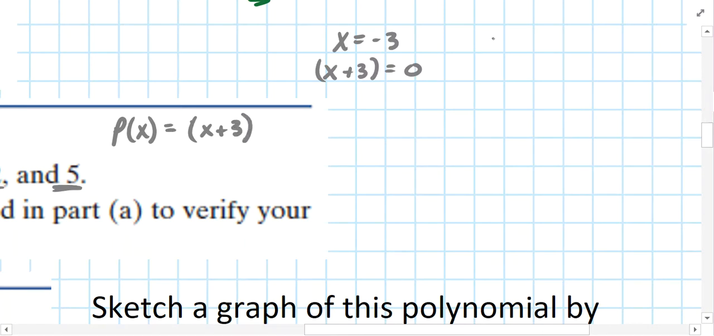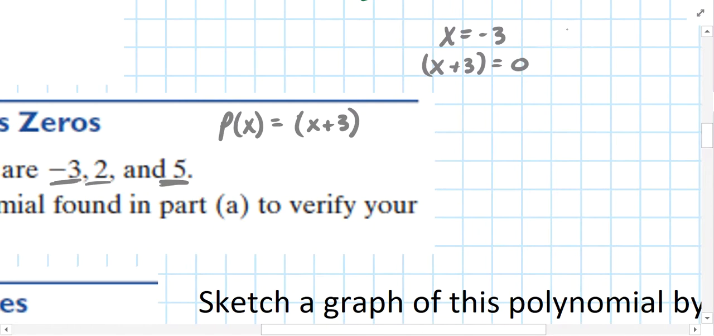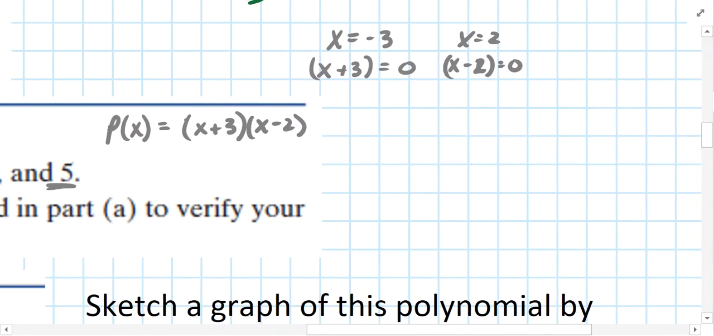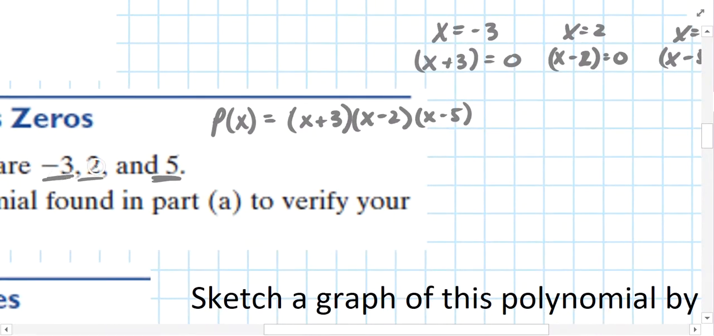There's another solution at +2, and when x is equal to 2, then the factor x minus 2 will equal 0, and it must be a component of our polynomial. And lastly, if there's a solution at 5, then the factor x minus 5 must be a component within the polynomial, and its factor would be equal to 0. So here's a polynomial that does have the zeros located at -3, 2, and 5.